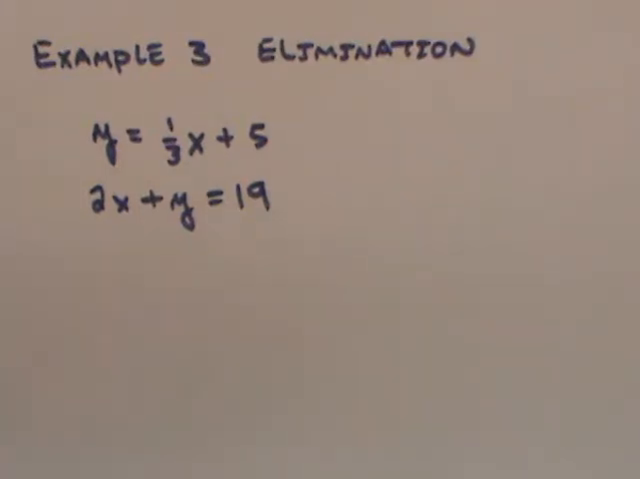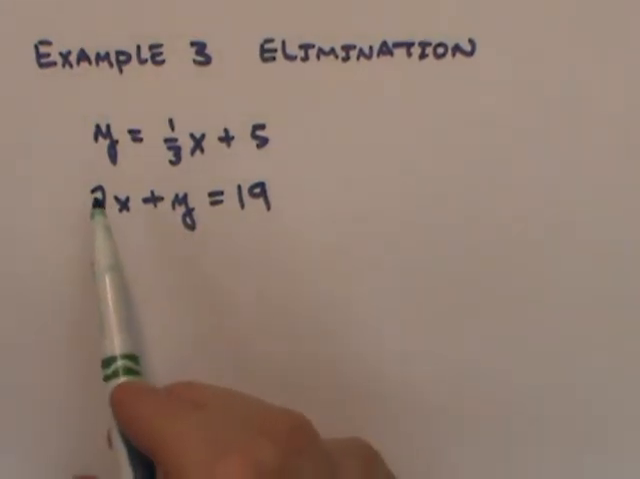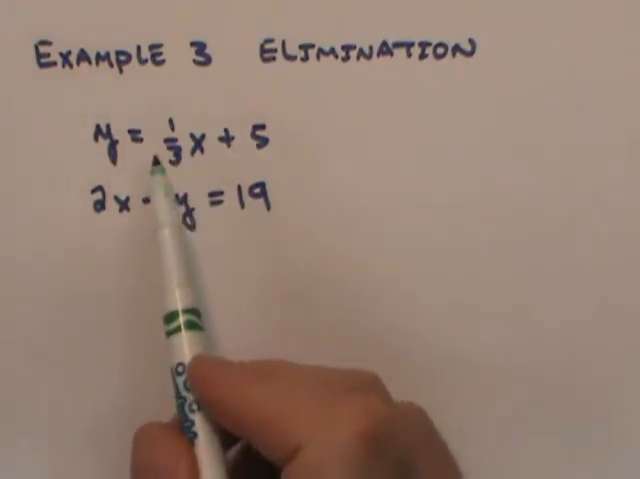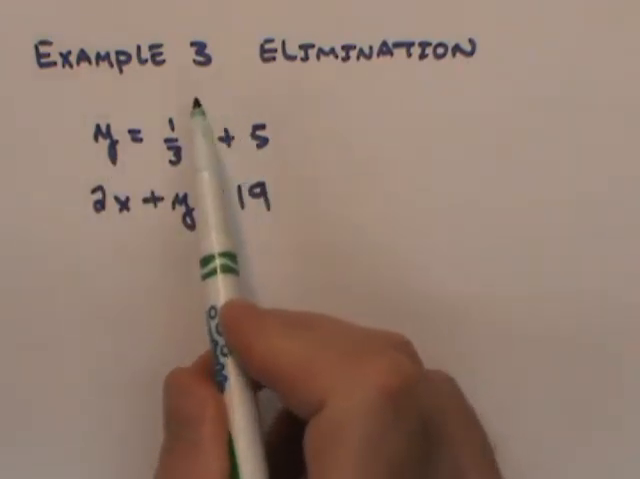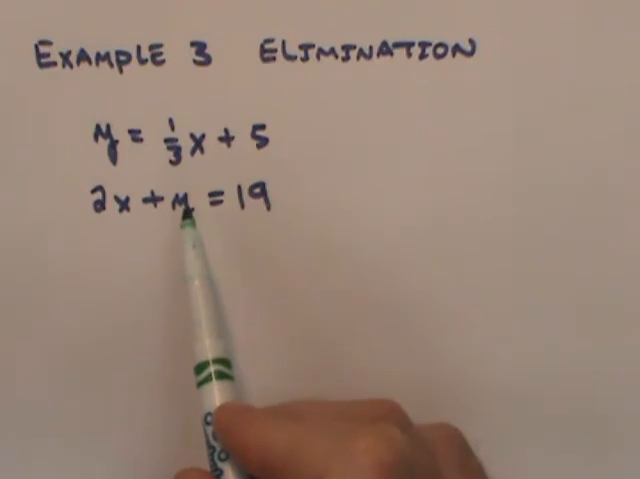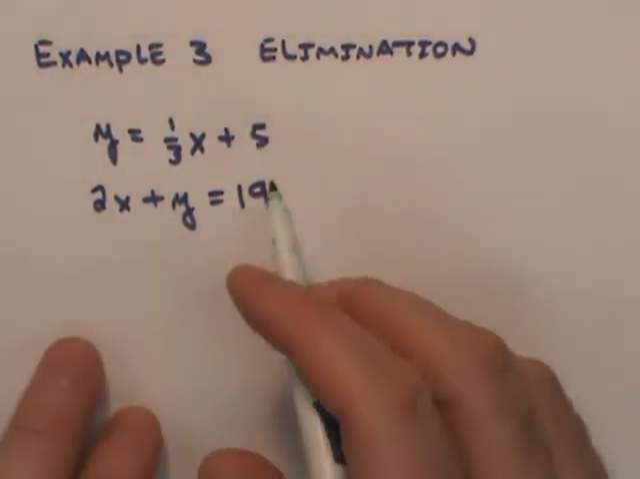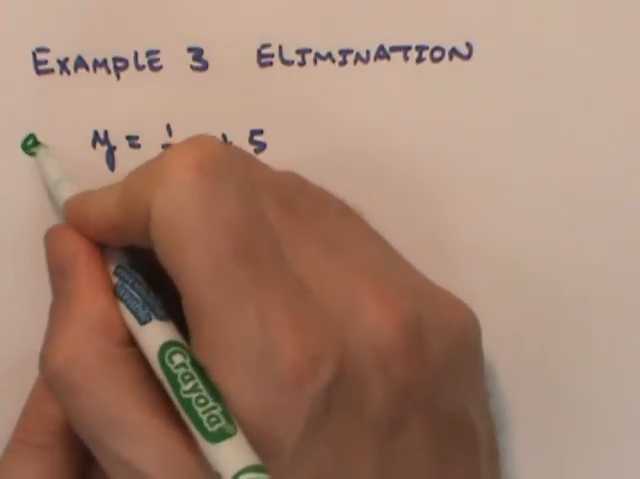Example 3 for elimination. As I look at these two equations, I'm being forced to use this method of elimination. When I first look at this, it would be a great problem for substitution because I could take the y and substitute its rule in right down here and solve. But because it says to use elimination, I'm going to want to put these equations in standard form.